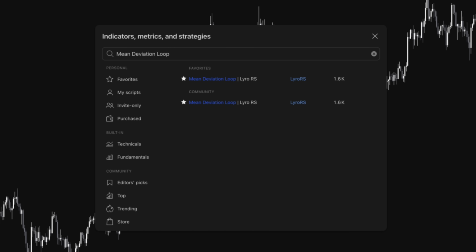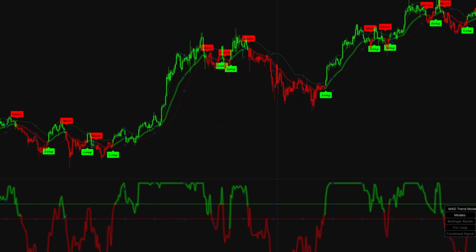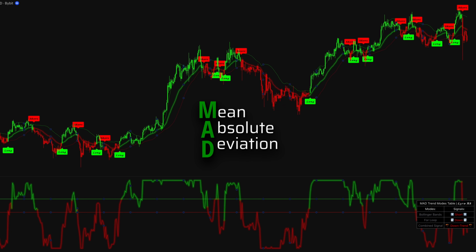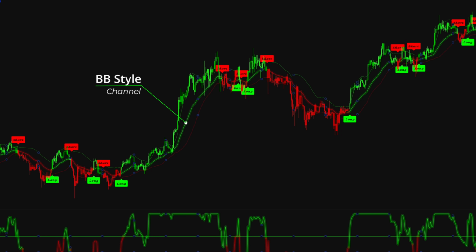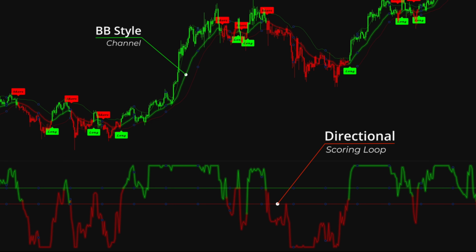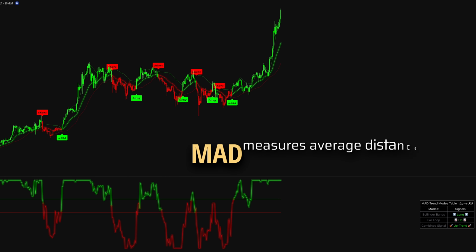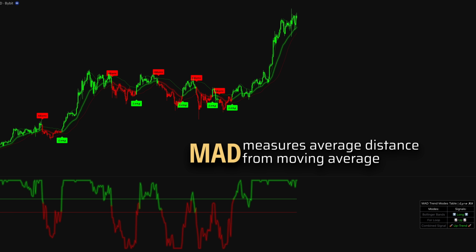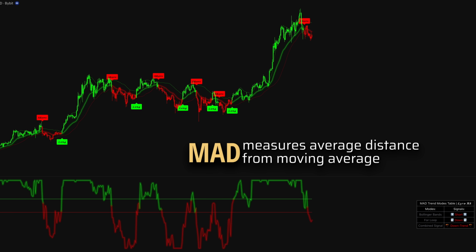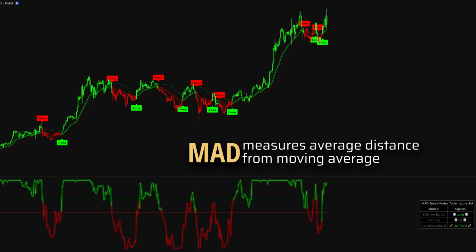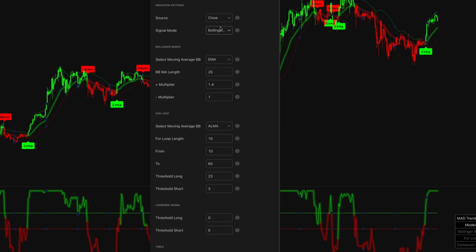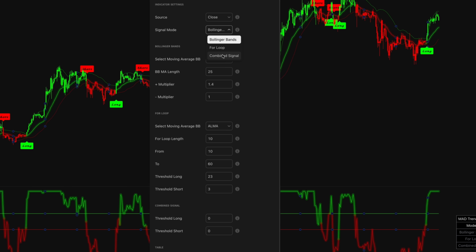Mean Deviation Loop. Created by LyraRS, this indicator applies mean absolute deviation, or MAD, calculations through two distinct methodologies: a Bollinger Band-style channel and a directional scoring loop. MAD measures volatility by calculating the average distance between price and a moving average, giving equal weight to all deviations regardless of size. Users select which signal mode to follow or combine both through a hybrid scoring system.